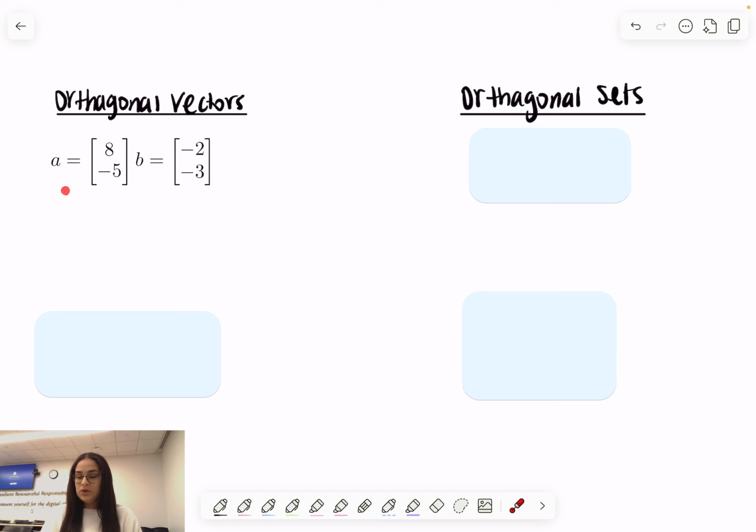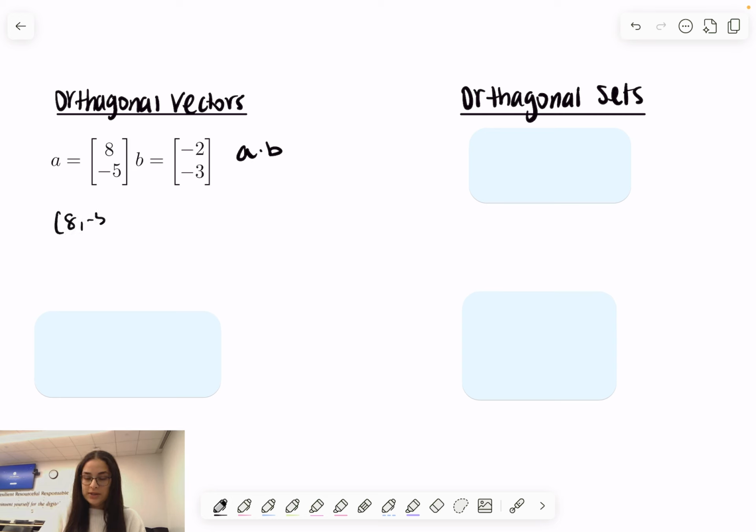But if I give you two vectors, let's say a and b, and I ask you, hey, are these two vectors orthogonal? Without graphing them, how can you tell? That is a use case of the inner product, which is the first thing we learned in chapter 6. If the inner product of the two vectors is equal to 0, then we can say that those two vectors are orthogonal. So remember, the inner product is just a times b.